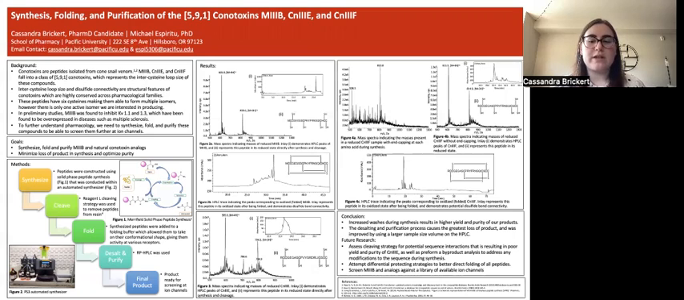And then we also want to try differential protecting strategies for all of our peptides. This will help better direct the folding of our peptides into that correct isomer that we want, instead of having several different isomers like the peaks I was showing you on our HPLC.